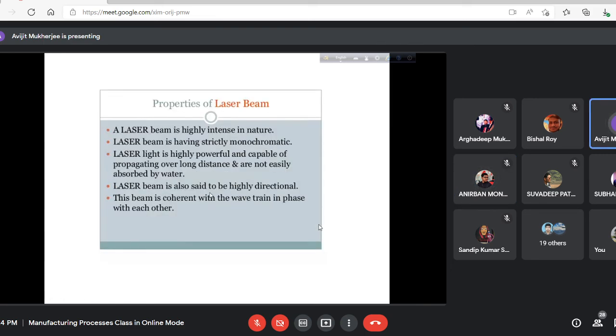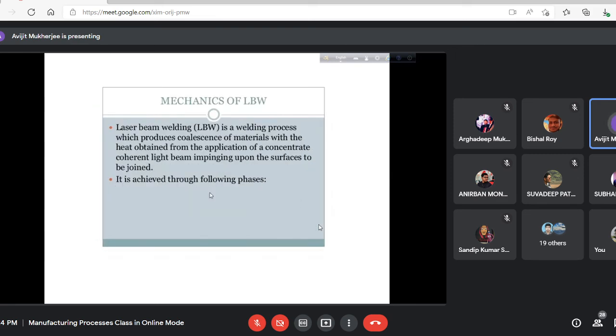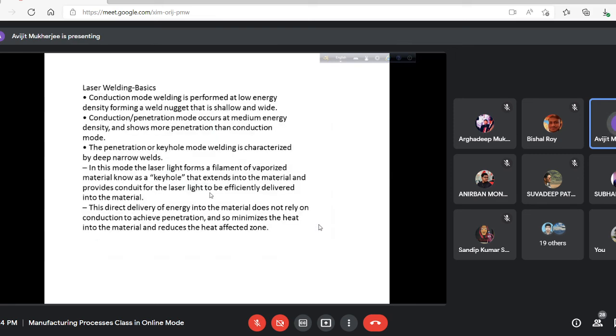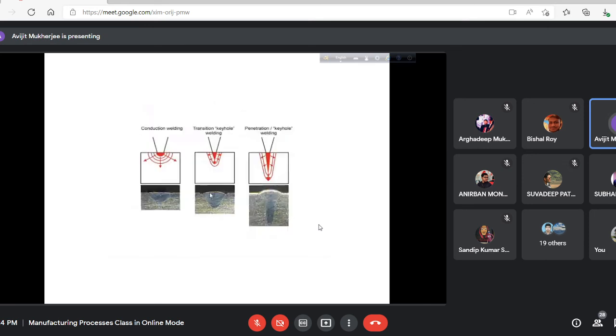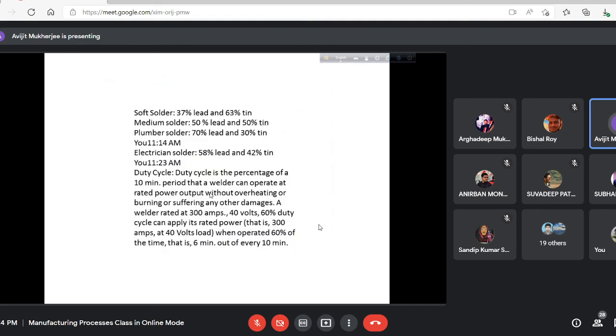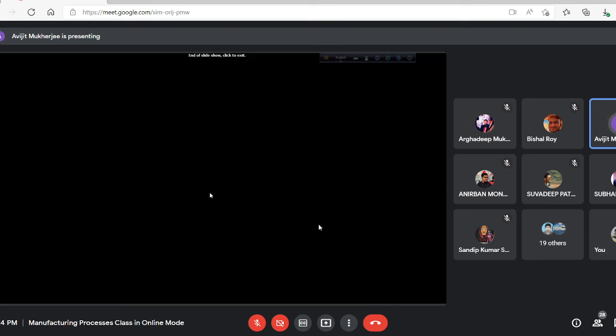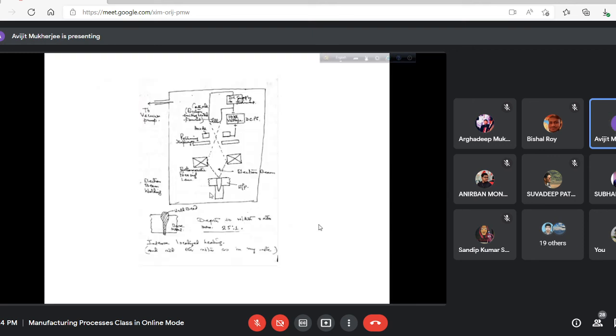Now laser beam I am not discussing today, if possible, because today there are some other topics, laser beam welding and electron beam welding. So next class we shall discuss laser welding and thermit welding. So in the next class, electron beam and thermit welding will be discussed. Is it okay, or should we discuss today?